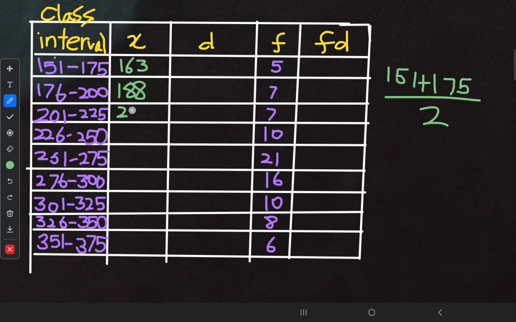Then after, 201 plus 225 divided by 2 will give you 213. Then 226 plus 250 divided by 2 gives 238. You can see all the numbers are increasing by the value 25.